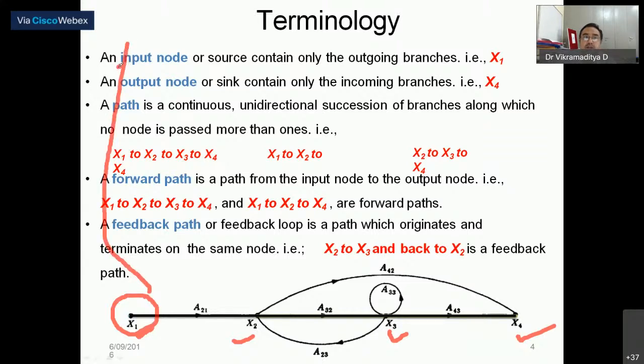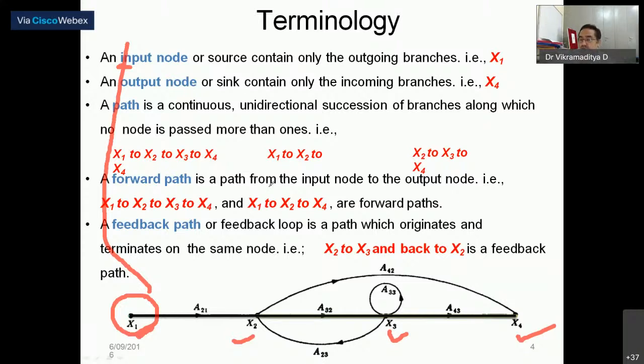X1 is your input node. Okay, what is the output node? Also known as sink node. So input node is also known as source node, and output node is known as the sink node. An output node, also known as sink node, contains all incoming branches.